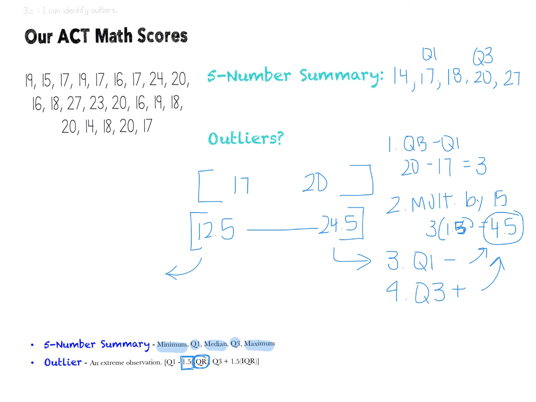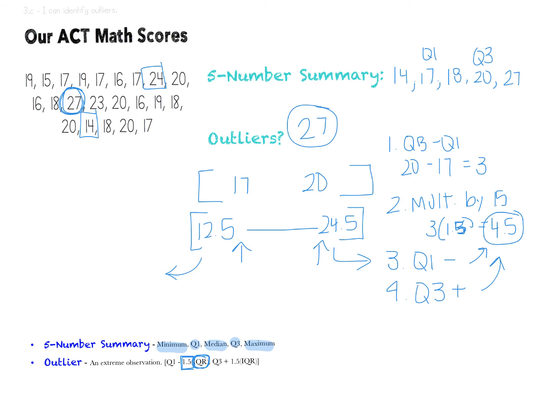So if my lowest value is 14, that would be right here in my acceptable range. However, we had somebody score a 27 on the math, which is outside because it's larger than 24.5, so that is going to be an outlier. None of my other values, because my next highest value is 24, that would be right here before 24.5, so actually 27 is going to be an outlier.